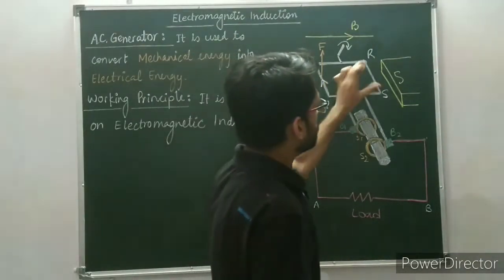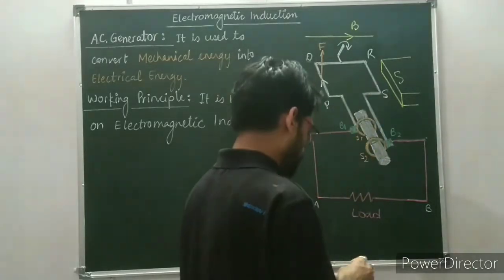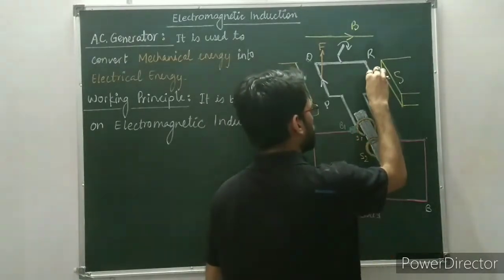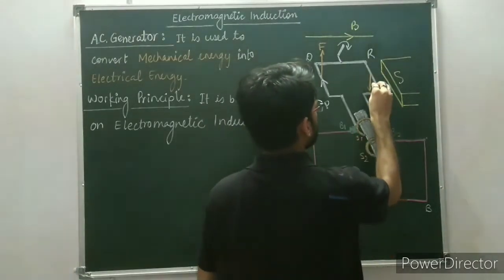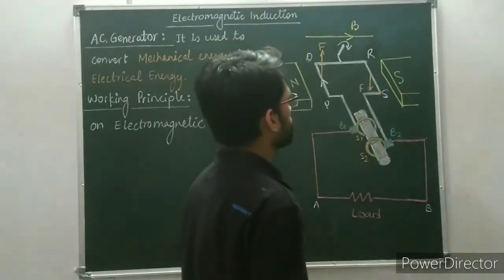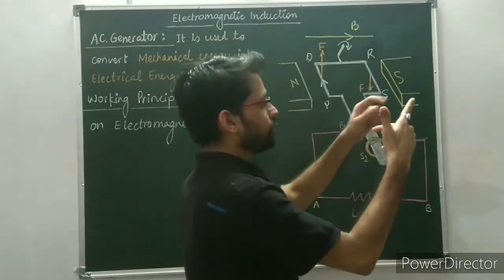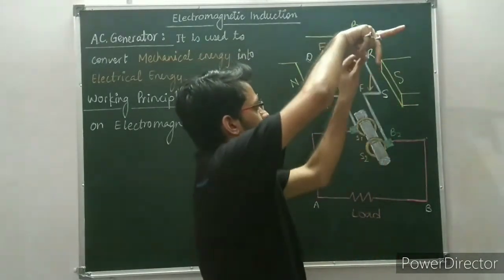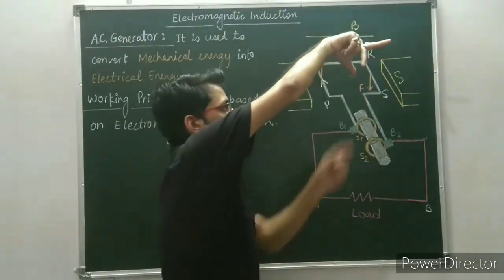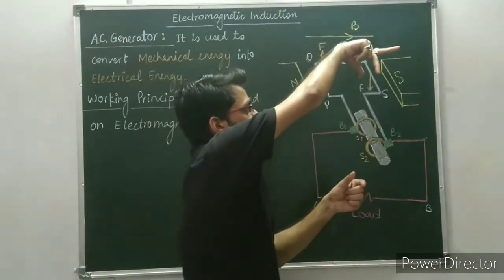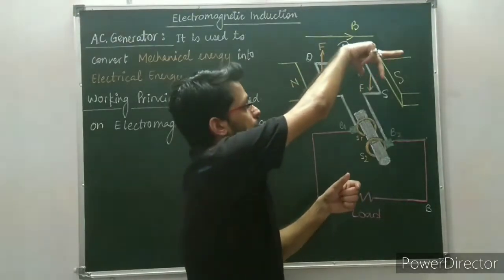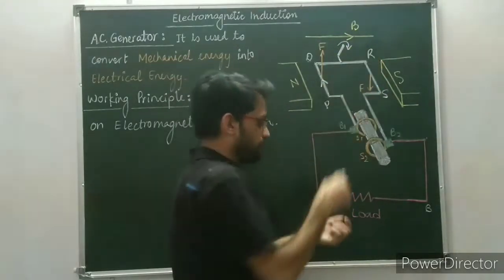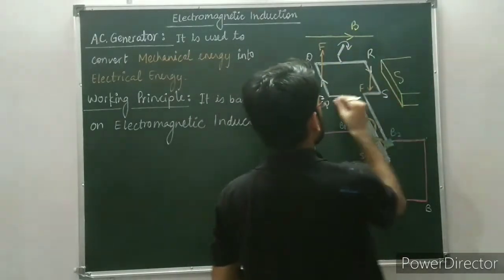Now come to this arm RS. The arm is going down. It means the force acting on this arm is downwards. Now point your index finger in the direction of magnetic field, thumb in the direction of force, then the middle finger shows the direction of induced current in this arm, which is from R to S. So this is the induced current.